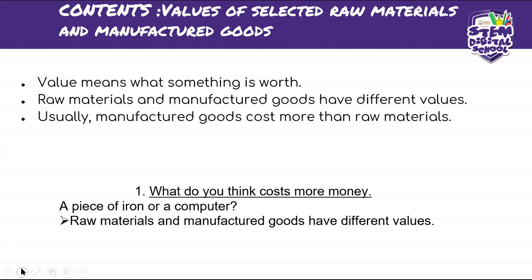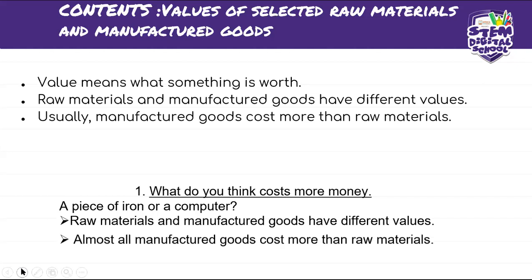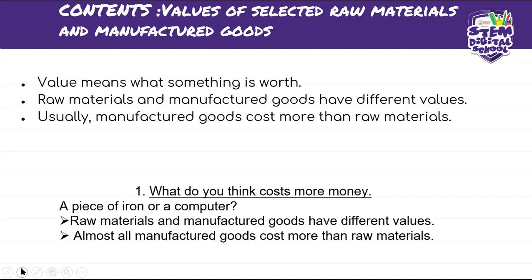Raw materials and manufactured goods have different values, okay. Almost all manufactured goods cost more than raw material. Almost all, they cost more than a raw material, okay.